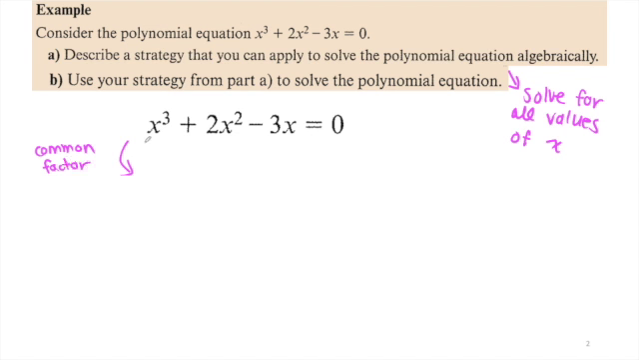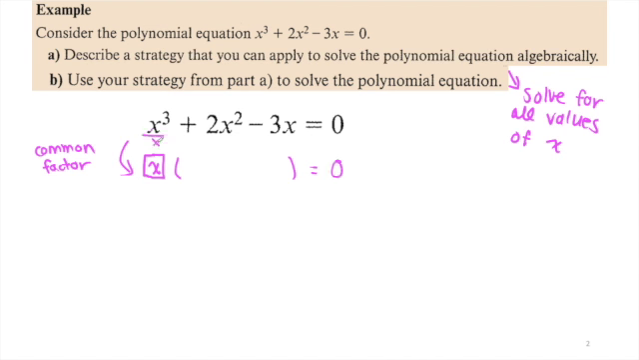Remember, with a common factor, you're looking for numbers that can be pulled out. You have a 1, a 2, and a negative 3. We could pull out a 1, but it wouldn't change any of our values. But from our variables, we have an x cubed, an x squared, and an x. We'll pull out that lowest term, which is x. So that becomes your common factor, and then you can figure out what is left over in the brackets.